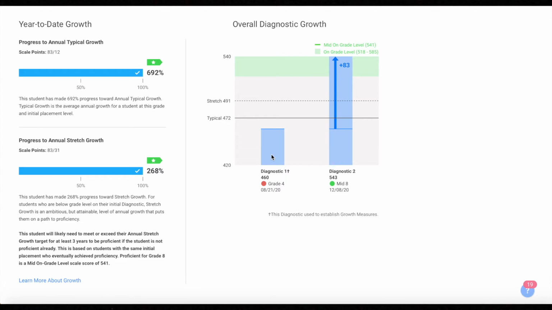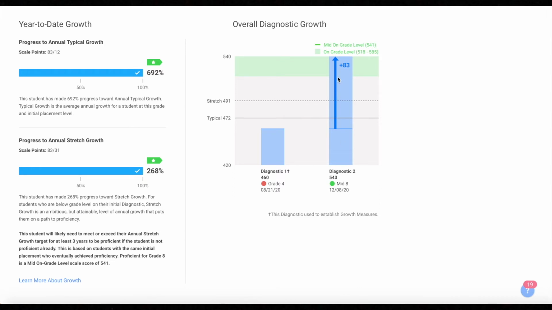As I mentioned, the purpose of this graph is to let you know how well your student has done on both of their diagnostic tests. For the student that we have here, the student on Diagnostic 1 got a score of 460, which puts them in the 4th grade level. We gave this test in August. As you see, on Diagnostic 2, this student is now at a 543, which places this 8th grade student at mid-8th grade, which places them on grade level.